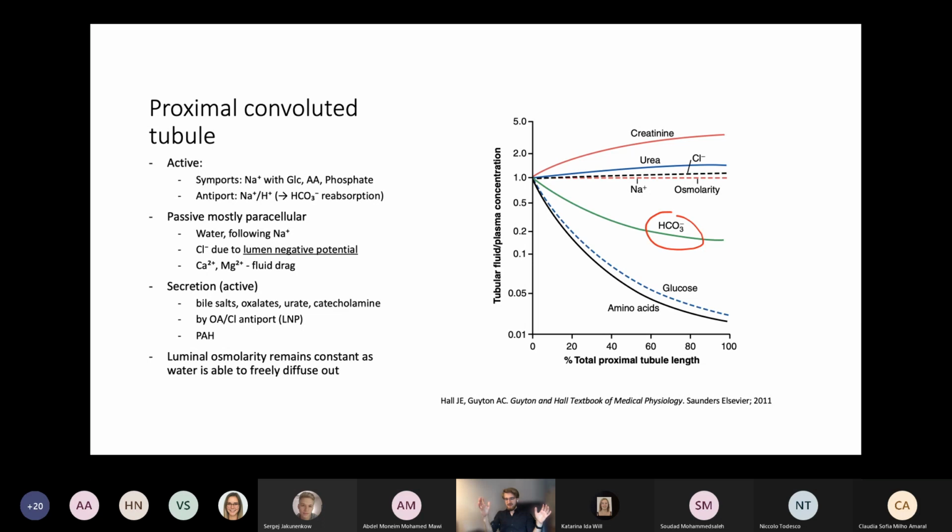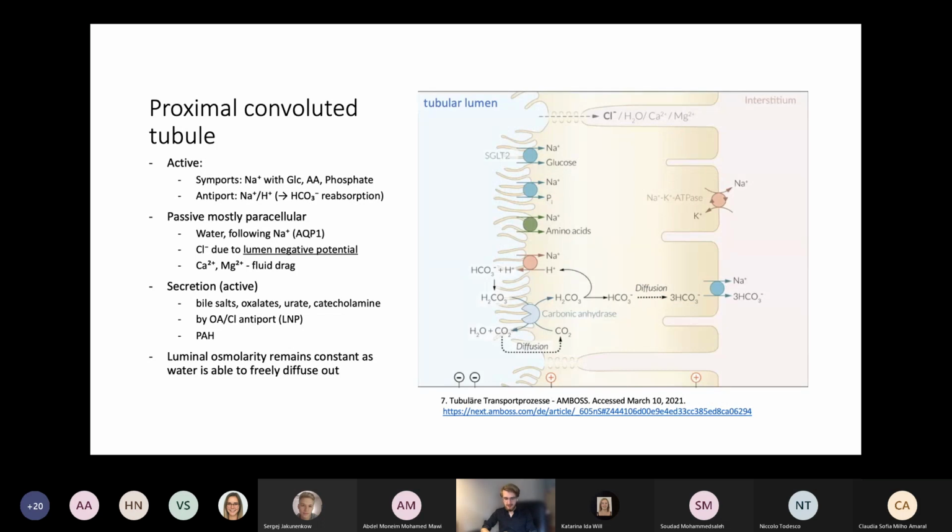The only things that are not reabsorbed actively or secreted actively are going to increase in concentration relatively in the proximal convoluted tubule. I forgot to talk about bicarbonate, but this is actually very important, and we're going to look at this in more detail on this slide. Bicarbonate is very important for the maintenance of the acid-base balance in the human body, and we cannot afford to lose bicarbonate. However, reabsorbing bicarbonate is not quite easy.